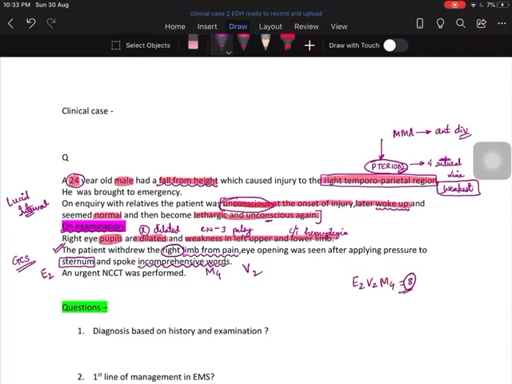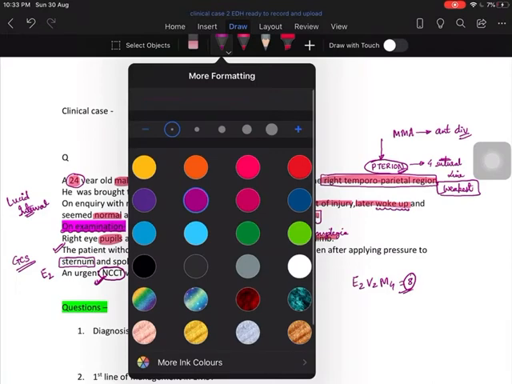After this, an urgent NCCT was performed for investigations. So based on all these things, we'll see what the patient has.